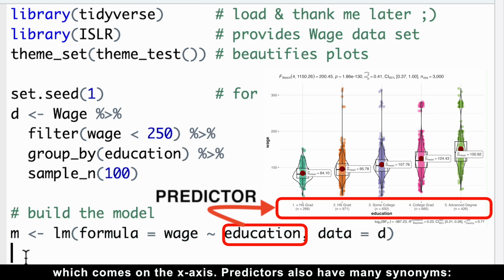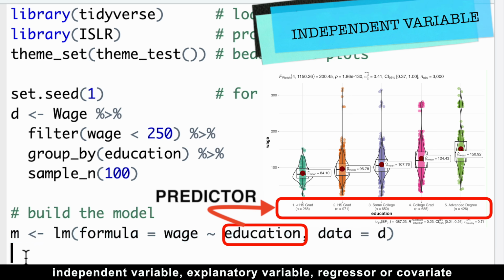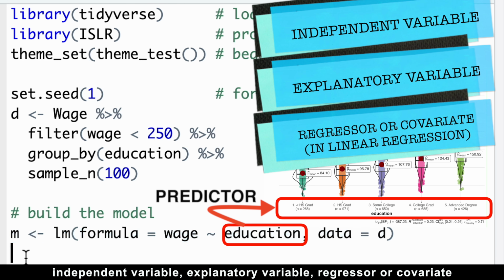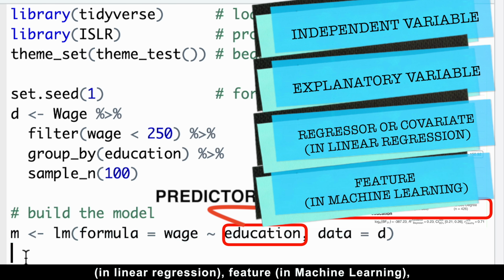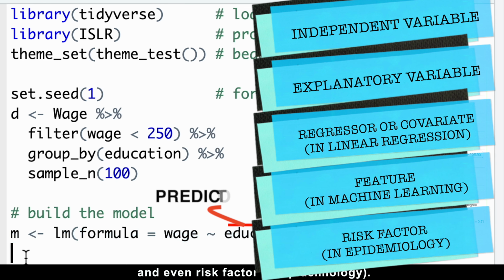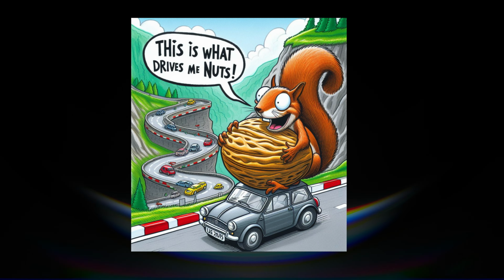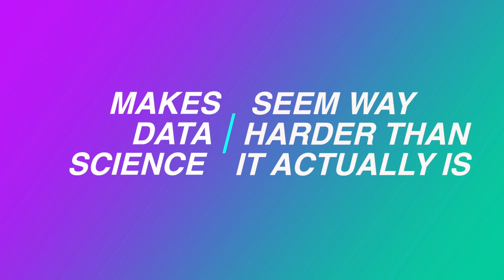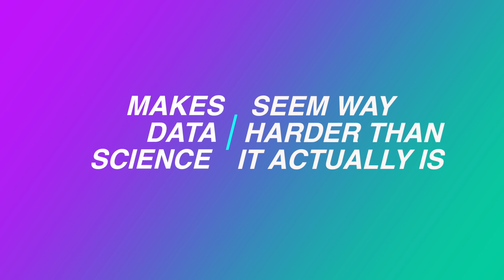Predictors also have many synonyms: independent variable, explanatory variable, regressor or covariate in linear regression, feature in machine learning, and even risk factor in epidemiology. So many expressions for the same thing drive me nuts. It makes data science seem way harder than it actually is.